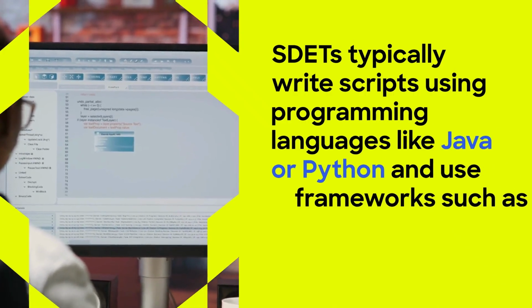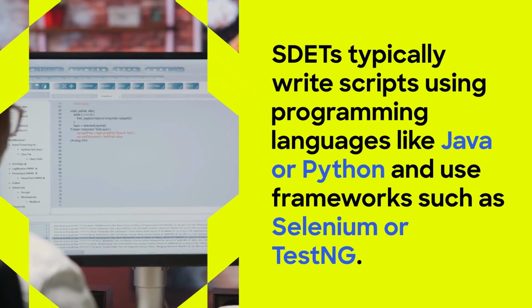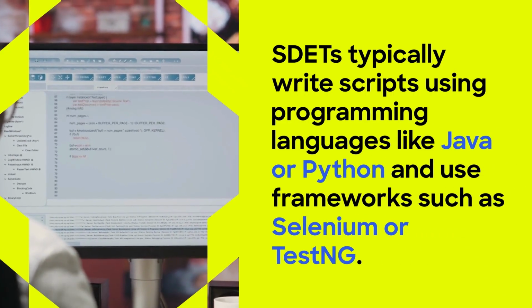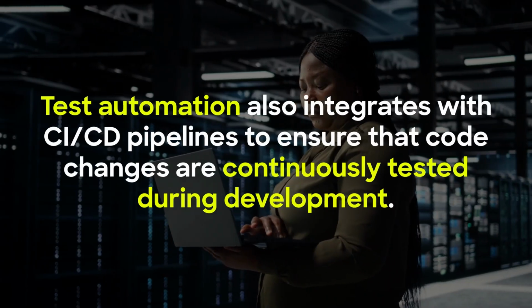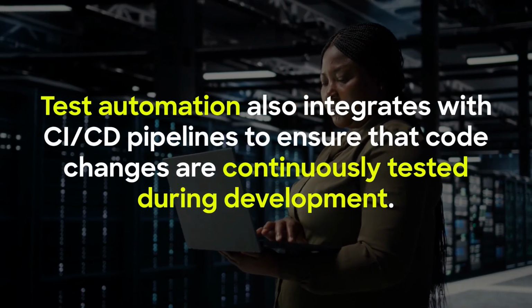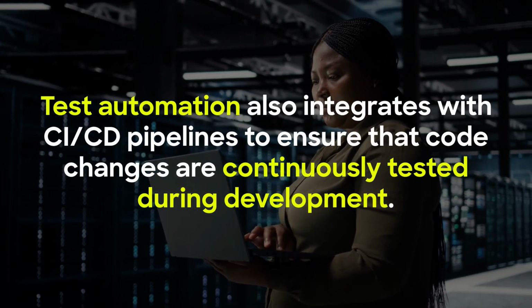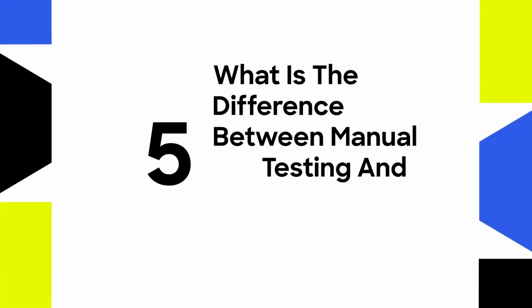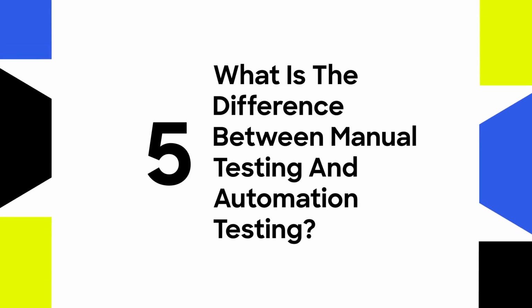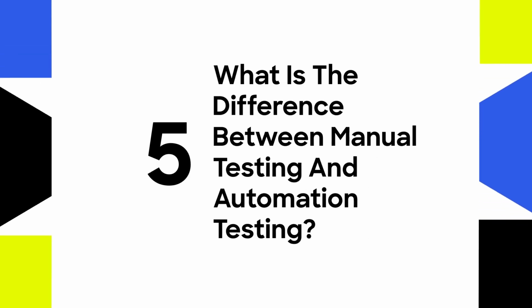SDETs typically write scripts using programming languages like Java or Python and use frameworks such as Selenium or TestNG. Test automation also integrates with CI/CD pipelines to ensure that code changes are continuously tested during development. 5. What is the difference between manual testing and automation testing?